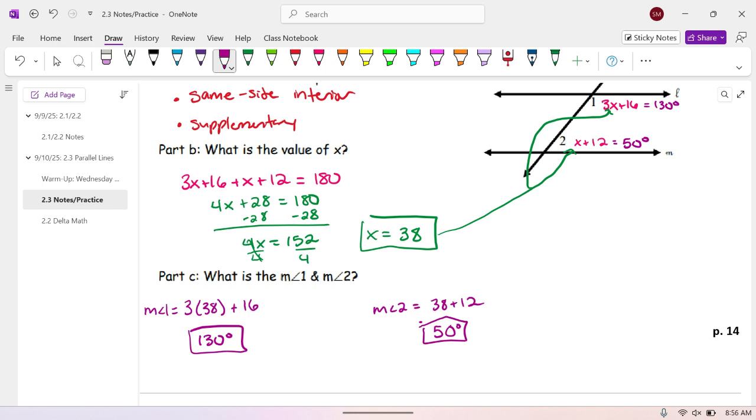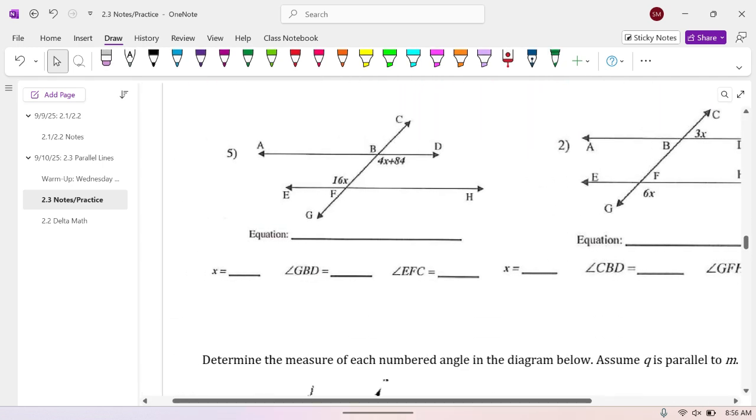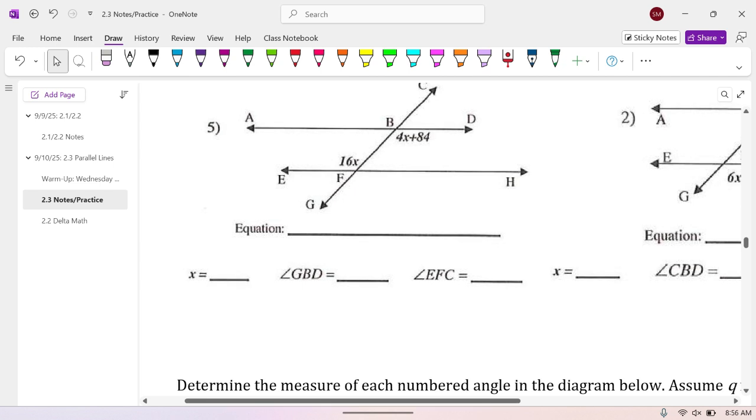All right. Let's try one more. So look at this top equation. So it's labeled as number 5, but top left. So we're given these two angles right here. Angle EFC. So they went from angle E to F to C. And angle GBD. Don't forget how we name angles. Essentially, you just start at whatever point they tell you to. You just connect dots.